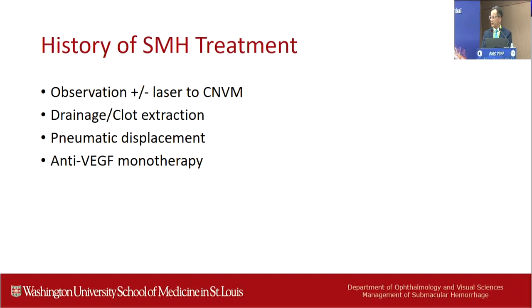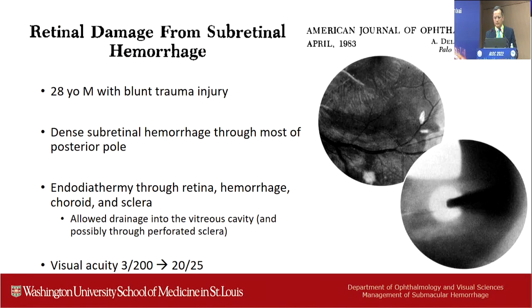We started with doing nothing, and then people tried clot removals, pneumatic displacements, and then with anti-VEGF, we all know that we always would like to give it a try. There was this interesting case from 1983 that I discovered, reported in a 28-year-old, where we obviously didn't have good options then, with blunt trauma injury, where they actually did diathermy through the retina, choroid and the sclera. And the idea was to drain the blood out of the eye.